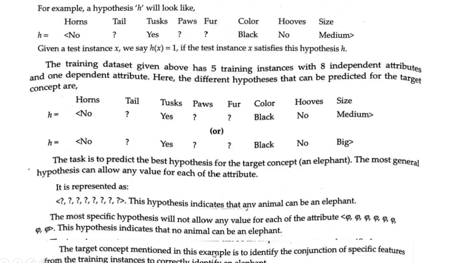So the target concept mentioned in this example, which is the target concept here, is to identify whether it's an elephant or not. So basically we have to identify the conjunction of the different attributes. So that is our goal. So what is our target concept? I have to identify the conjunction between these different attributes to correctly identify whether it's an elephant or not.